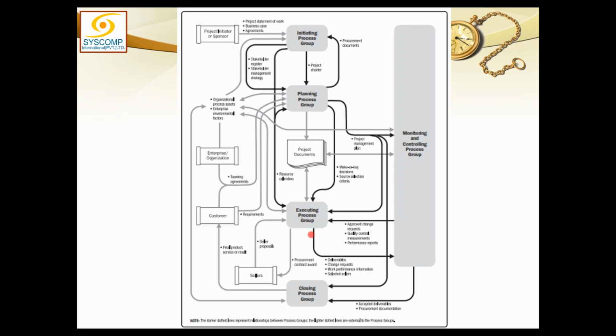Okay, right. Now we have reached execution. Now let us see what are the inputs here. We get the project management plan. We can get the project documents from the archive. We get the make or buy decision and the source selection criteria. We get the resource calendar. We get the organizational process assets and enterprise environmental factors. What else? We get the bidder proposals. When we float the request for proposal, the bidder proposals will be received.